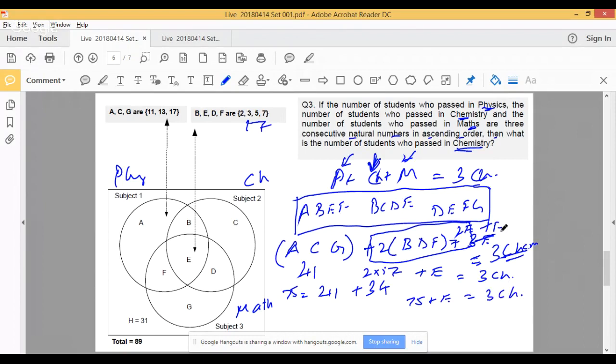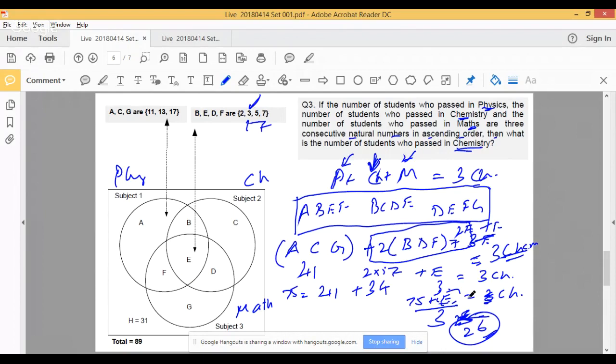Now because of this, chemistry should be a natural number. So this divided by 3 should be chemistry, which means E should be a number such that 75 plus E is divisible by 3. Now 75 is automatically divisible by 3. So E should also be divisible by 3. The only number which is divisible by 3 is 3 itself. Right? So 26 will be the number for chemistry. E is 3. 75 plus 3 is 78. 78 divided by 3 is 26. Right?